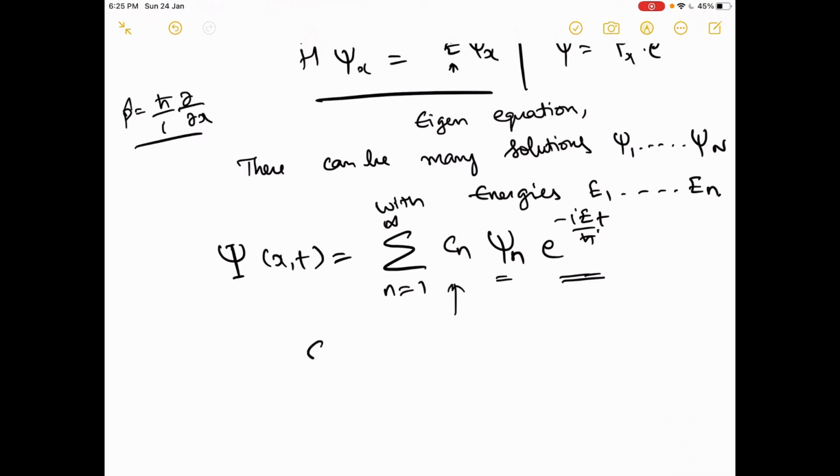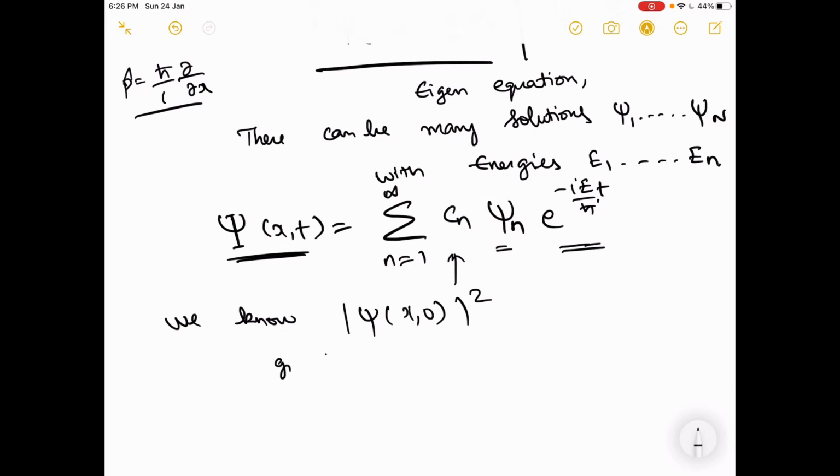And you can obviously find Cn if you know the starting point, because this is how we started this derivation, right? If you remember from our previous class, we began this description by saying that if we know how the wave function looked at time t equal to 0, because let's say we know psi of x comma 0, how it looked, right? And we wanted to know, given a potential V, how it transformed, right?